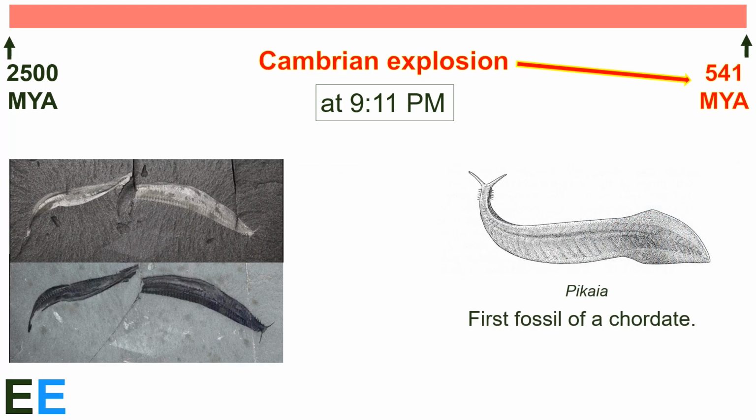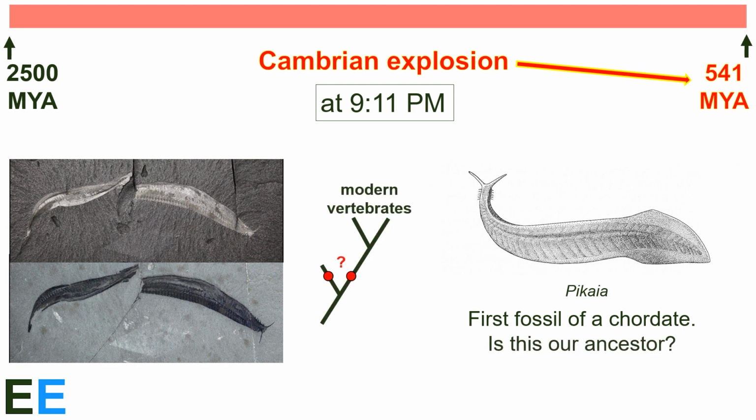The Cambrian also gave us the first fossil that is unambiguously a chordate. The central nerve cord and pattern of muscles demonstrate this. Like we saw for the Ediacaran fauna, we don't know if this first discovered chordate is our direct ancestor or related to the chordate that was our ancestor.